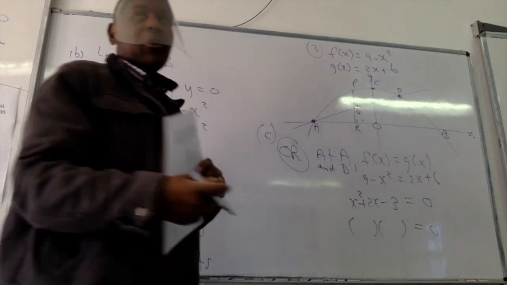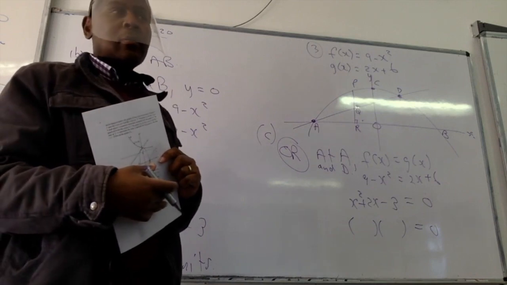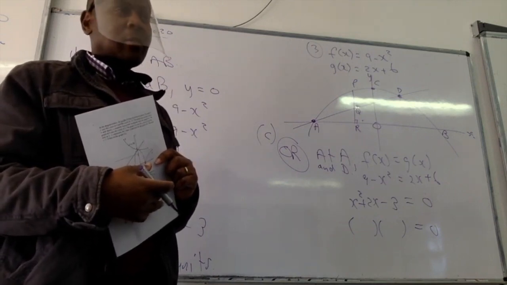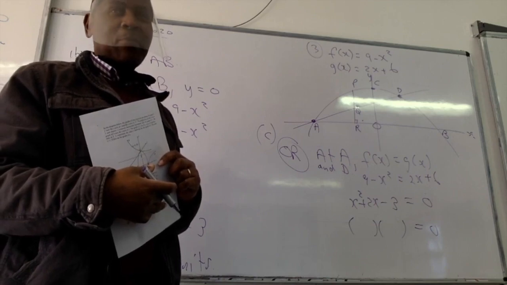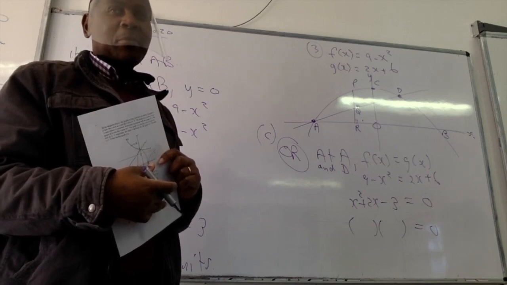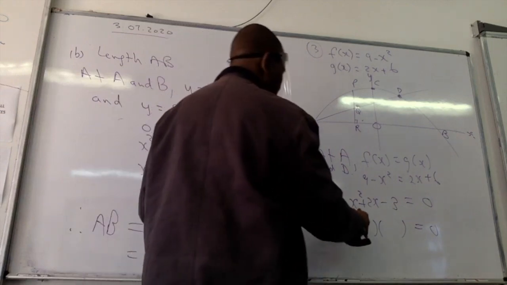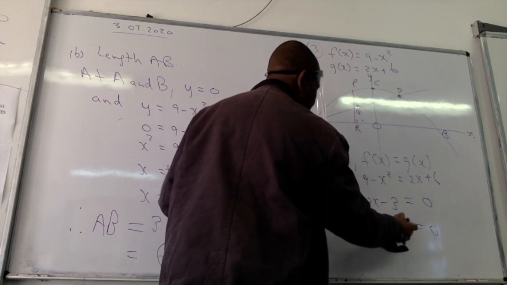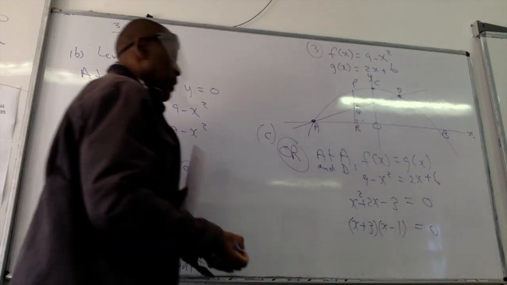You still remember how to factorize? So who can give me the answer? Factorize? X plus 3 in one bracket and x minus 1 in the other bracket. Okay, yes, that is correct.